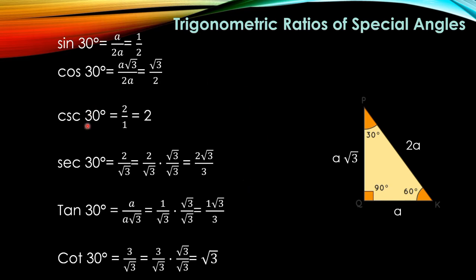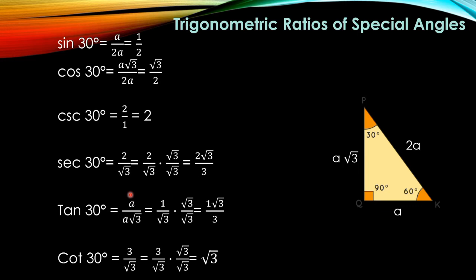Next, cosecant 30 degrees. Cosecant is the reciprocal of sine. Since sine is 1/2, the reciprocal of 1/2 is 2 over 1. So, cosecant 30 degrees is equal to 2. Next, secant 30 degrees. Secant is the reciprocal of cosine. So, the reciprocal of the square root of 3 over 2 is 2 over the square root of 3.